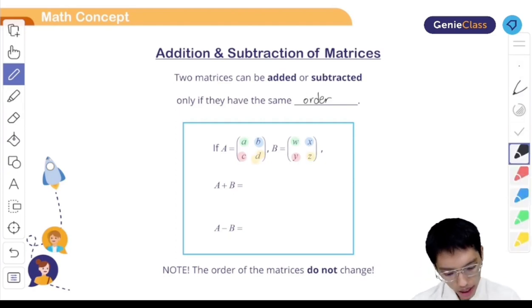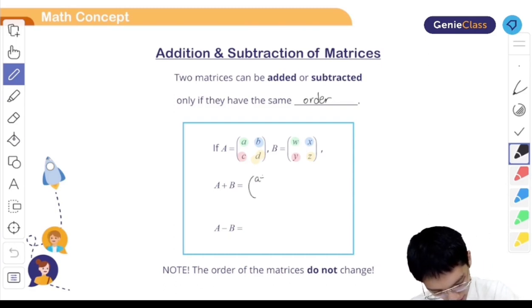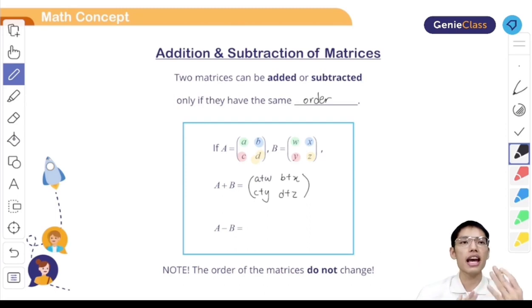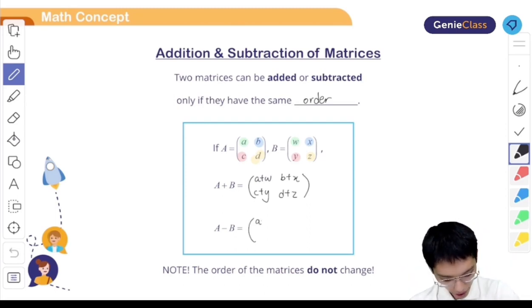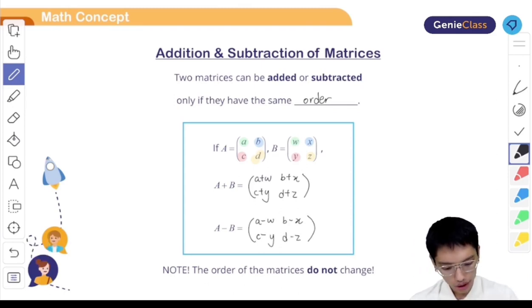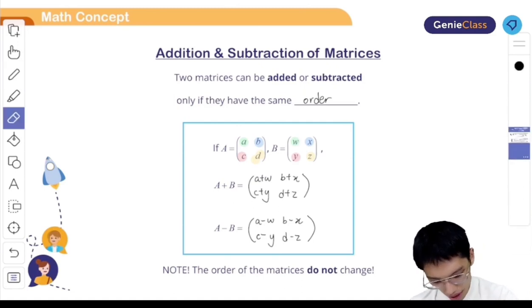If we follow the color coding and I add two of them, what will I get? First one, I'll get A plus W, B plus X, C plus Y, D plus Z. Again, just adding the alphabets together. And similarly, if I subtract them, my corresponding elements in their positions will get subtracted as such. So this is what I will get if I subtract my elements together.